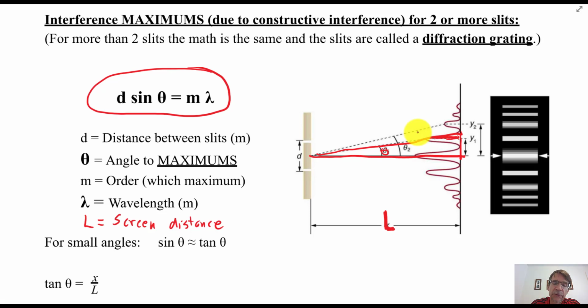I'm going to change this a little bit again. I'm going to call this x, not y. x sub 1, then you have x sub 2. Most books have x, not y. So I'm using x, and I'm also using that down here. I didn't put it in my notes. x equals the distance between fringes on the screen.